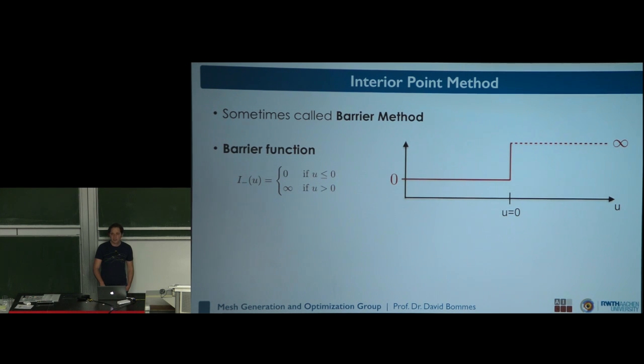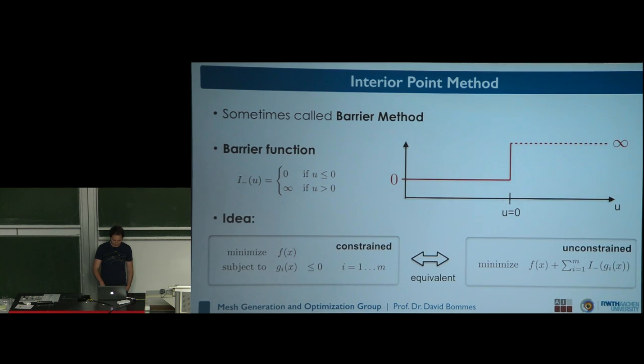Why is this useful for our constrained optimization? Well, we can use it to turn our constrained problem into an unconstrained one by overwriting the objective function value for all points outside the domain with infinity. And this can be done by just adding this barrier function, evaluated on the constraints, to our objective function. In this case, our original constrained optimization problem is equivalent to this unconstrained one on the right.